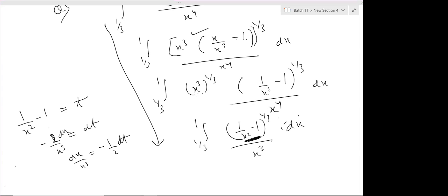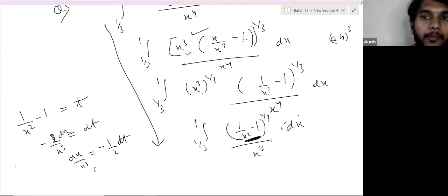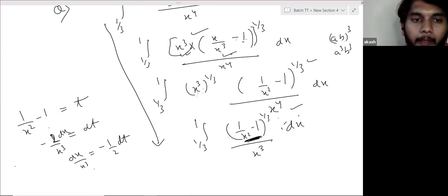So could you explain the steps again? All right. What I did in the first step is take the highest power of x common. Right. So inside what remains is x upon x cube minus 1, because here it was x cube. Now, if you remember, (AB) whole cube is A cube B cube, right? We can break down the powers. So this is x cube into this. So what I did, x cube to the power 1 upon 3, this to the power 1 upon 3. In the denominator, x to the power 4. All right.